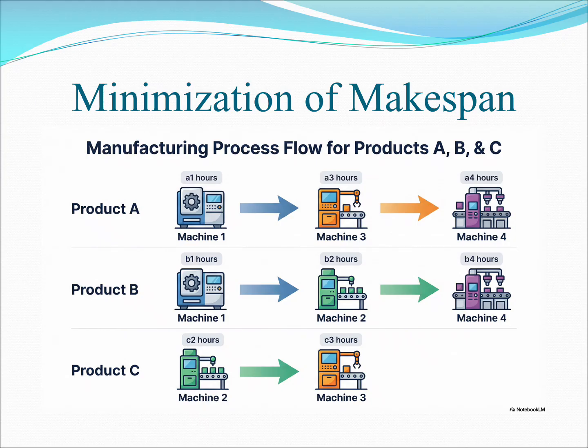For instance, the production of part A is first operated by machine 1 for 1 hour, and then machine 3 for 3 hours, and finally machine 4 for 4 hours. Product B also needs to be machined by machine 1 for 1 hour, machine 2 for 2 hours, and finally machine 4 for 4 hours. Product C only needs machines 2 and 3.